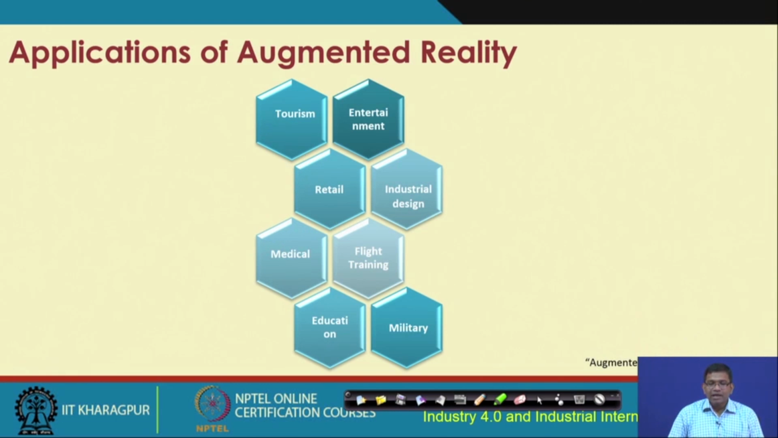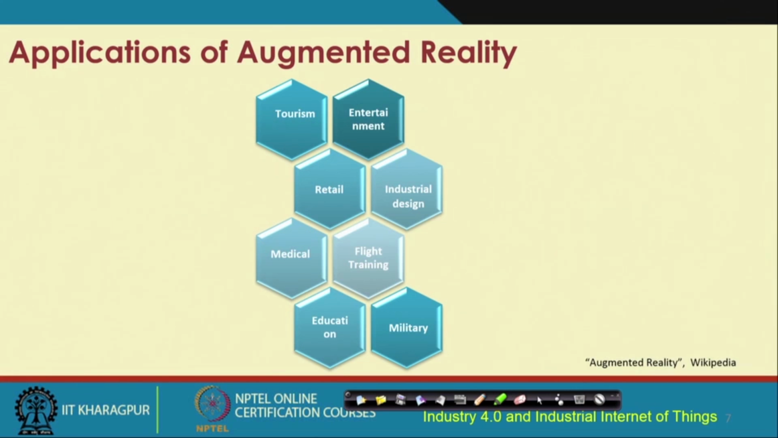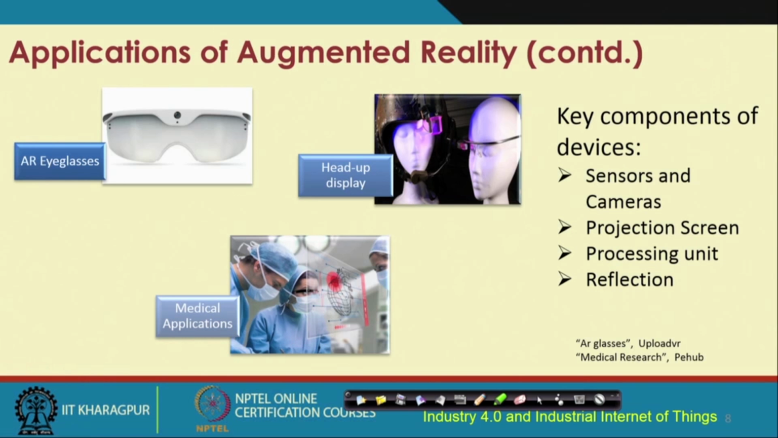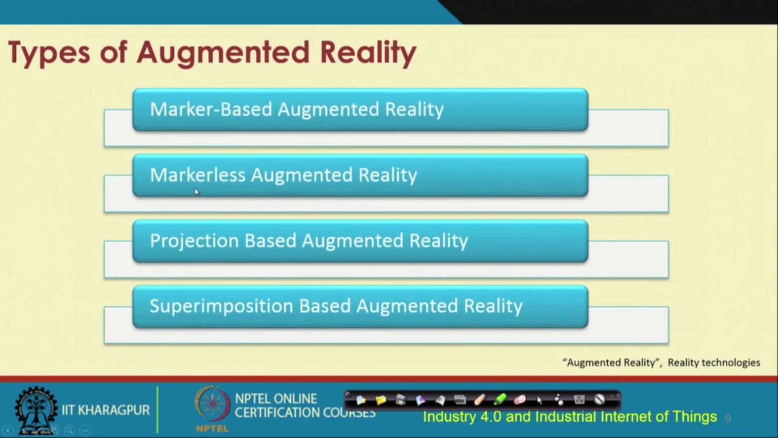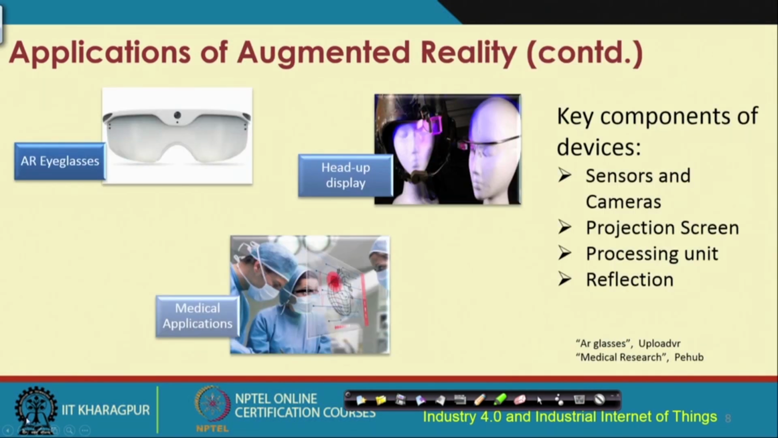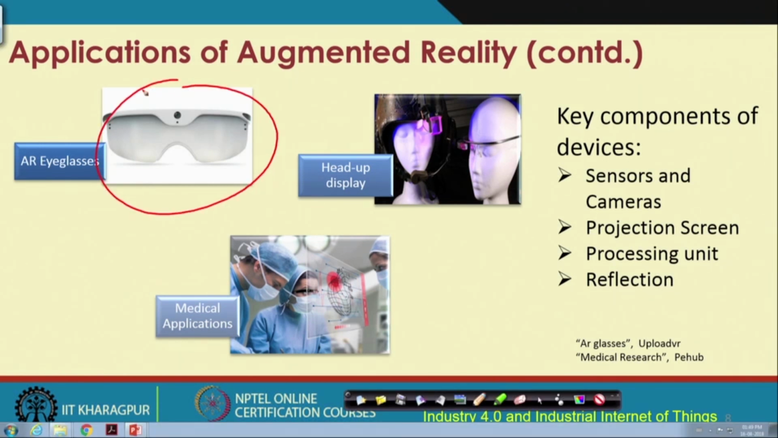So, there are different applications of augmented reality in tourism, entertainment, retail, industrial design, medical environments, hospital settings for instance, flight training, educational, military training and so on. In this picture, the different augmented reality systems are shown pictorially. On the left hand side we have the augmented reality eyeglasses. This is the heads up display. As you can see over here, the individual is wearing the heads up display unit.